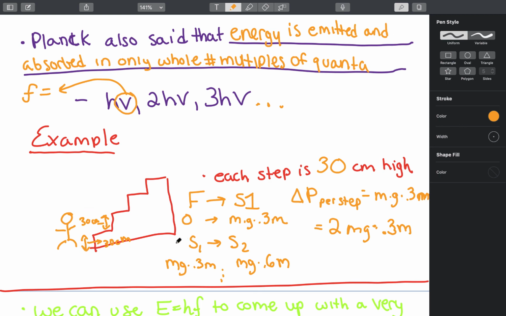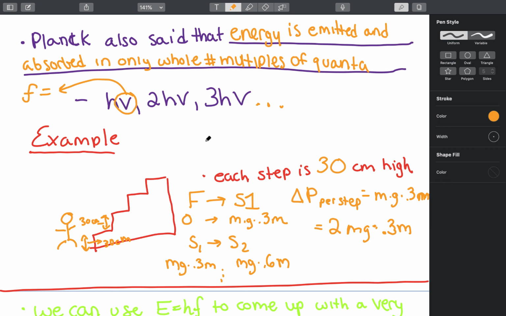So this is basically saying that in order to go from one step to the next, or to go up 2 steps above, etc., you need to increase your energy by whole number multiples. And the same can be said for energy absorbed or emitted in the quantum world. Energy can only be absorbed in whole number multiples.